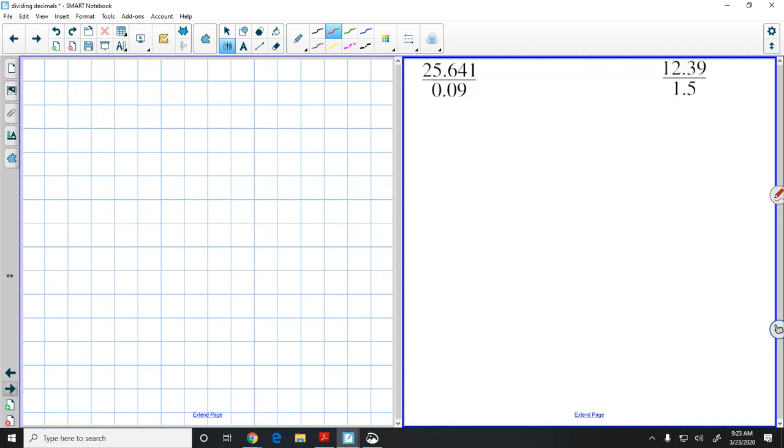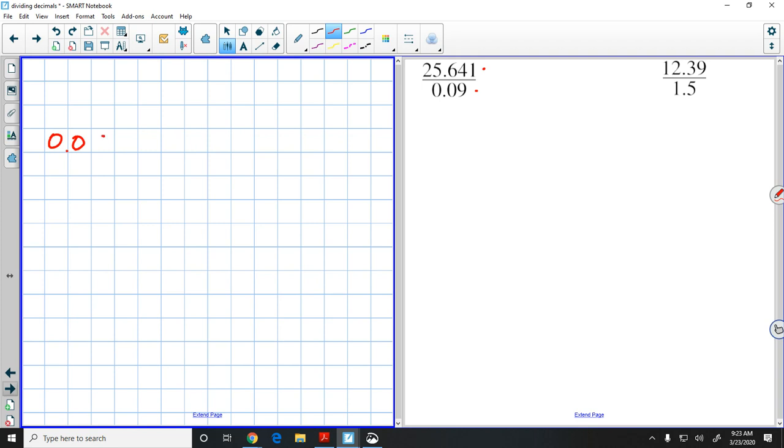All right. Now we come to the problem when there is a decimal not only in the dividend, but also a decimal in the divisor. So let's see how that looks and what that's going to do to us. Okay, I'm going to go ahead and set it up. 25 and 641 thousandths. All right, our first gut is to move that decimal in the dividend up. But since we have a decimal in the divisor as well, we have to slide it to the right.